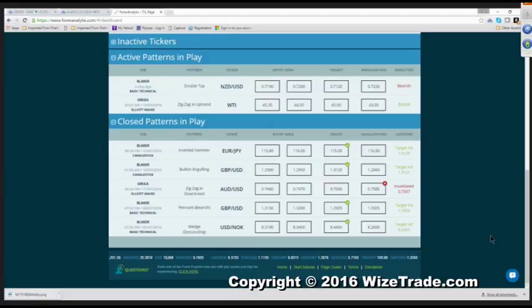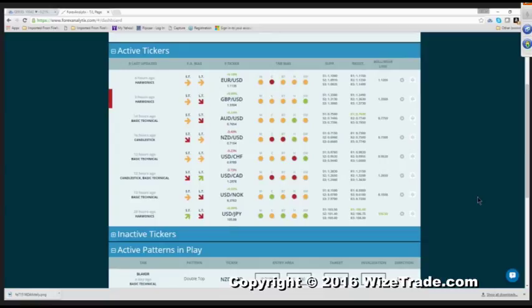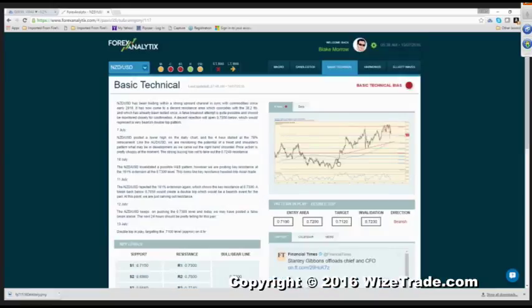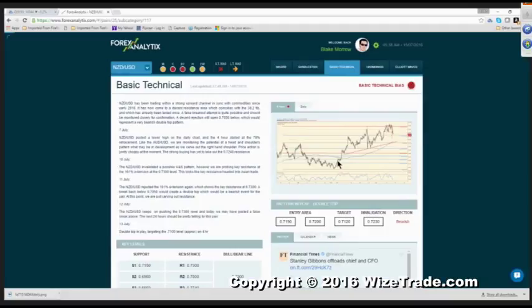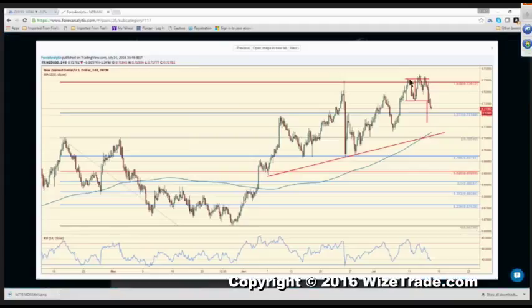But as you can see in Forex Analytics, these are patterns in play now. A pattern in play is more of an educational part of our platform. It says it's a double top, and you go, okay, why is it a double top? And it says, here's the chart. The chart's a double top. I wrote double top, but it could have been a triple top as well. But anyway, we'll go through that analysis.